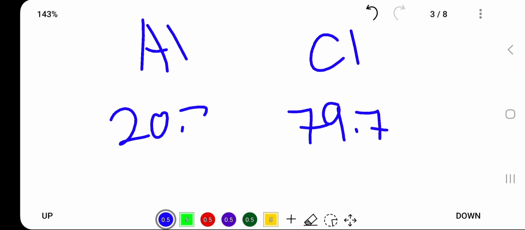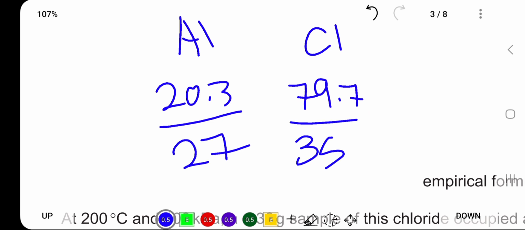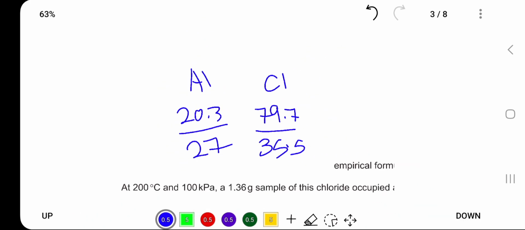Hopefully you understand. Now divide by their molar mass in the periodic table. Just take them from the periodic table.